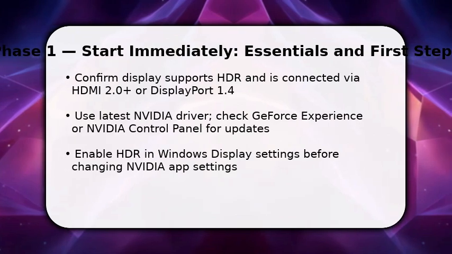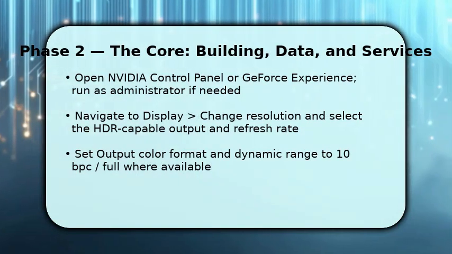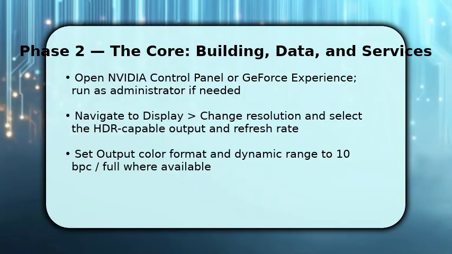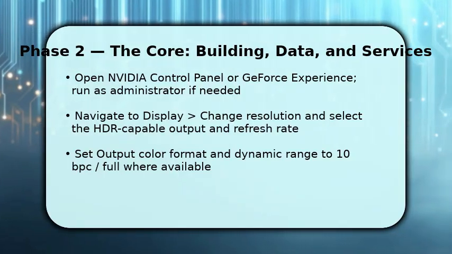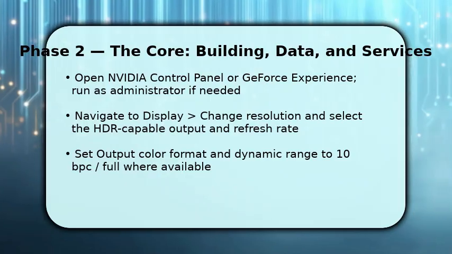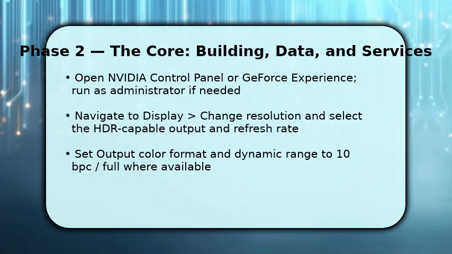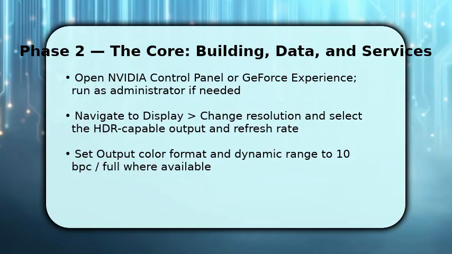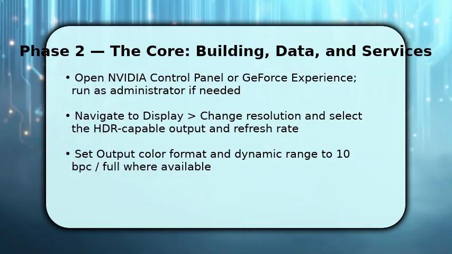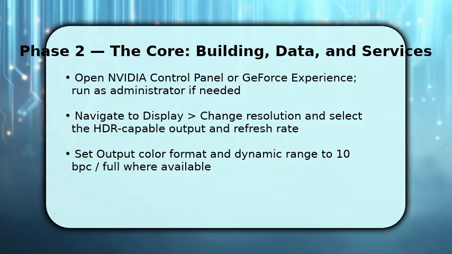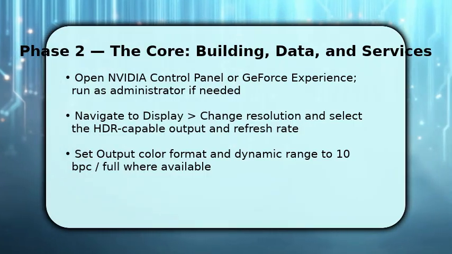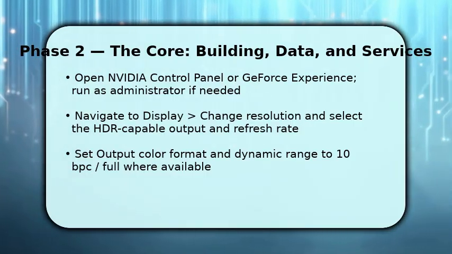You now open the Nvidia control panel and work through the display section. Go to Change Resolution, choose the HDR-capable output, and set the native resolution and refresh rate. Mismatches break HDR. Then set output color format to RGB or YCbCr and choose 10 BPC or the highest available. Set dynamic range to full.